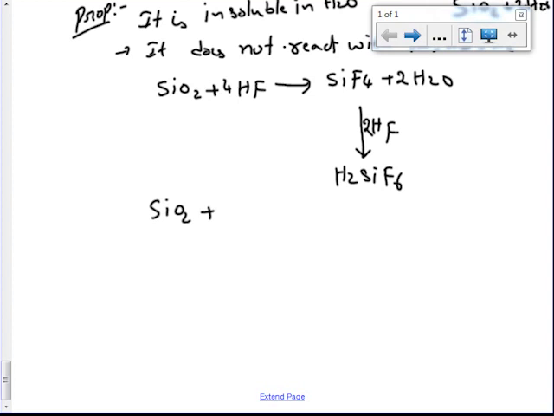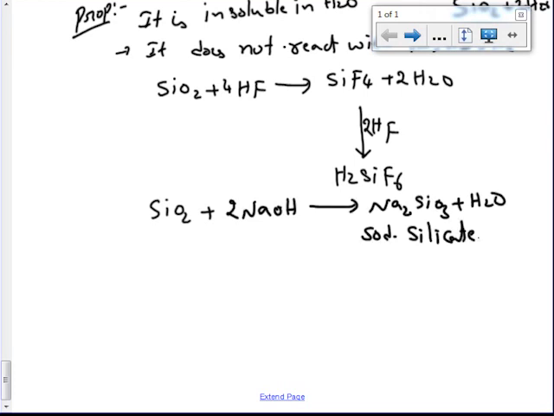If SiO2, silicon is a non-metal. Carbon and silicon are non-metals, germanium is a metalloid, tin and lead are metals. So non-metallic oxides are acidic. So acid reacts with base NaOH to give salt and water. So that is Na2SiO3 plus H2O. Name of this compound is sodium silicate. Sodium silicate.